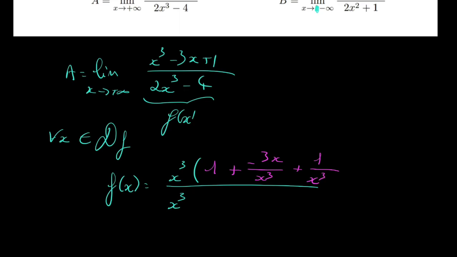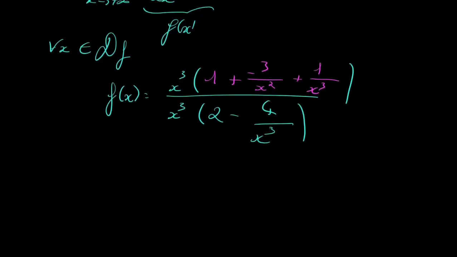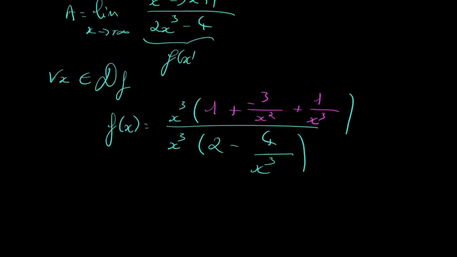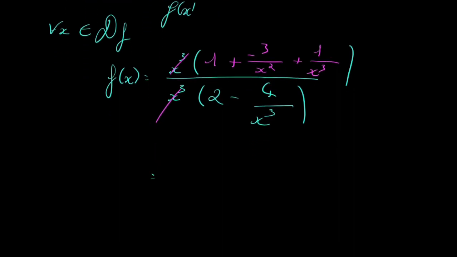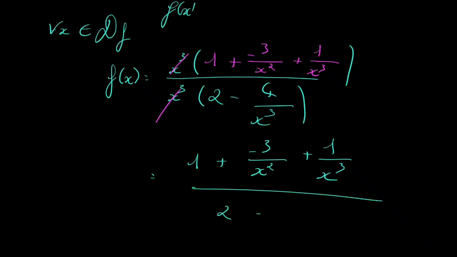So you can simplify it if you want. Here x divided by x to the third is equal to 1 over x squared. Same thing at the bottom. What will we have? We will have 2 minus 4 over x to the third. And now, what do we have here? We can simplify the x to the third together, and we are left with 1 plus minus 3 over x squared plus 1 over x to the third over 2 minus 4 over x to the third.